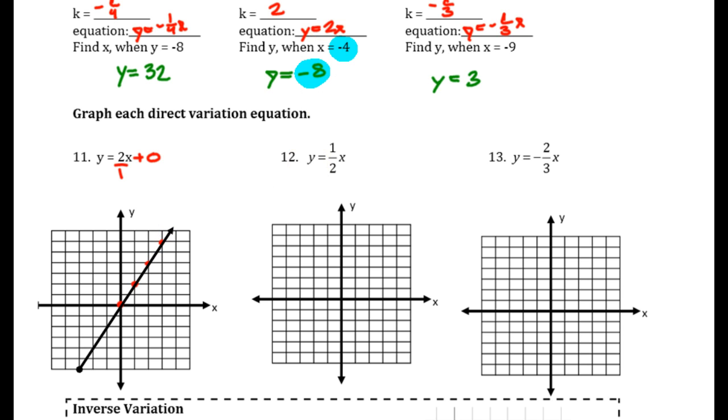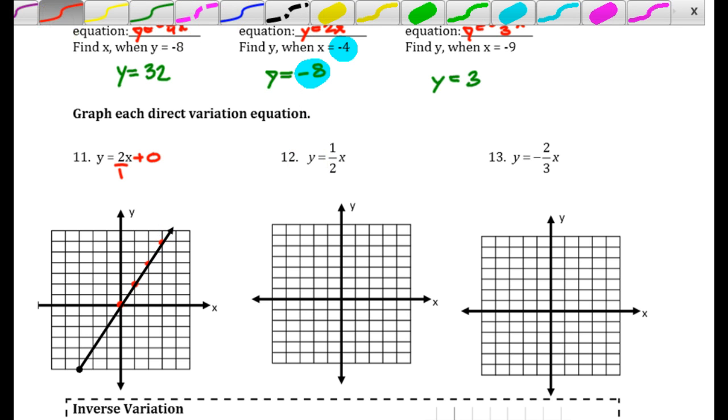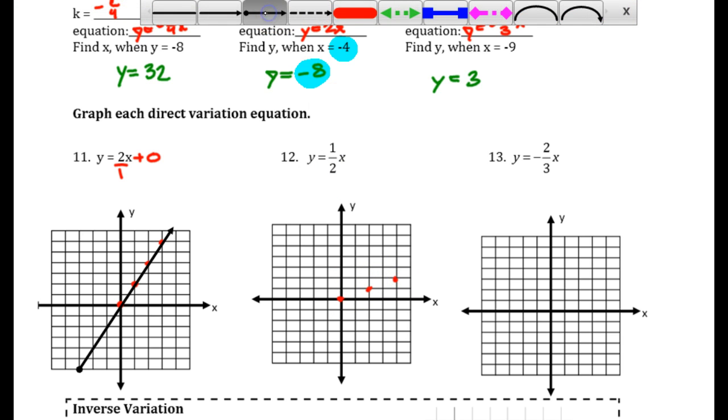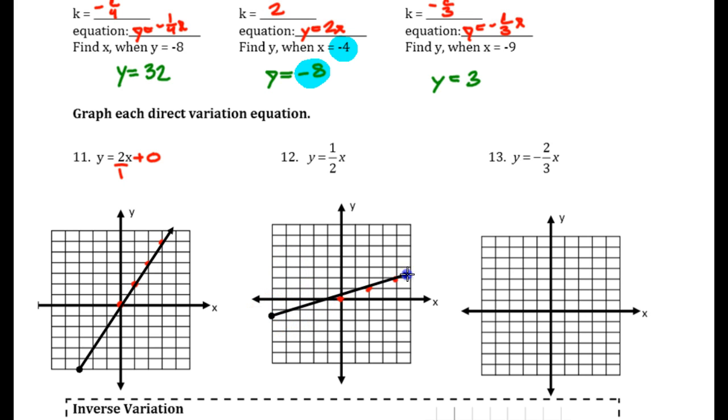Okay? Very easy. It's just like graphing. Number 12, y equals 1/2 x. Y-intercept is still 0. Now my slope is 1 over 2. So the rise is on top. I go up 1, right 2 from here. Up 1, right 2. Up 1, right 2. Then we're going to get our ruler, and we're going to connect our dots.